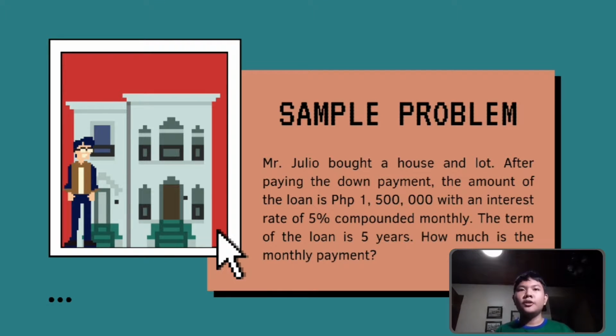For the problem about the consumer loan, here is an example. Mr. Julio bought a house and lot, and after paying the down payment, the amount of the loan is now 1,500,000 pesos with an interest rate of 5% that is compounded monthly. And the term of the loan is 5 years. So how much will be the monthly payment?